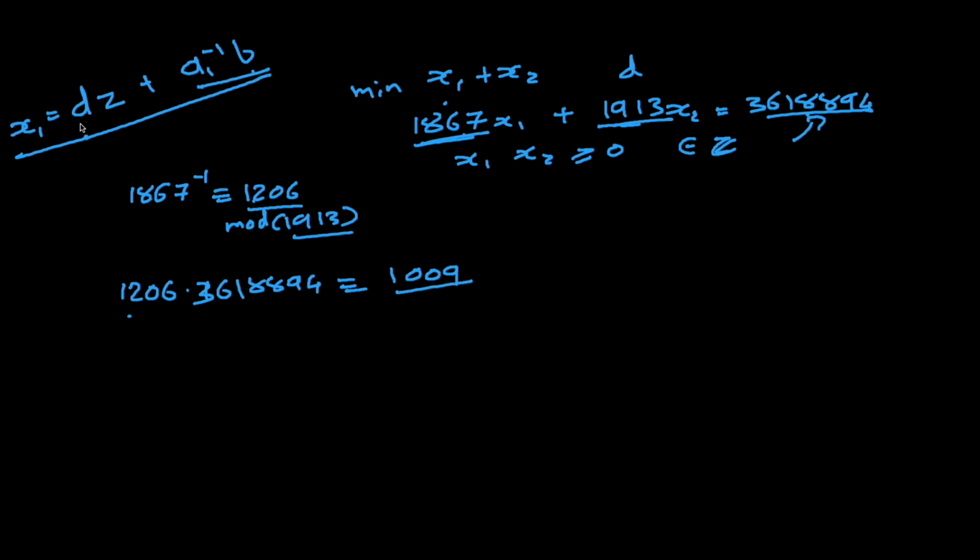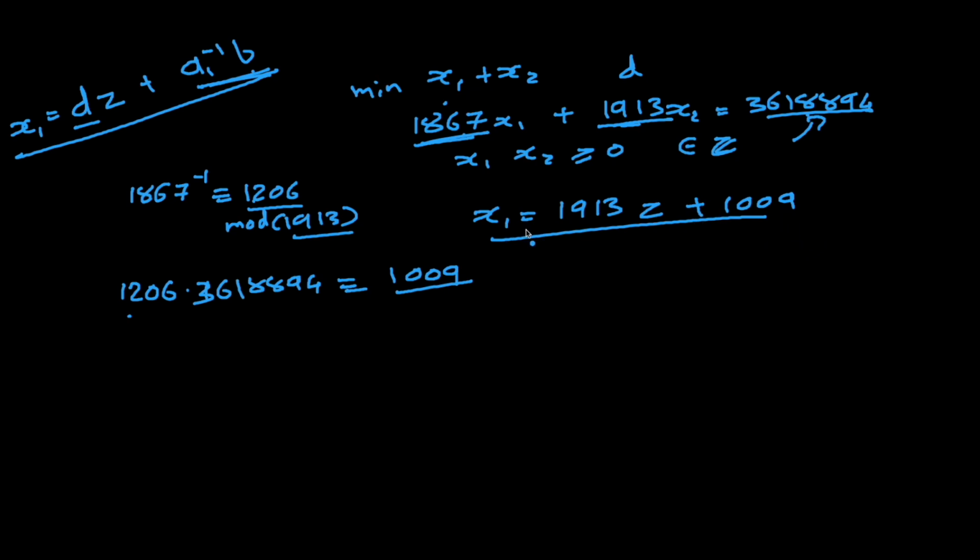Okay, so we know d, we know this number, so we can now substitute our x1, right? So our x1 is equal to 1913z, some multiple of 1913, plus the remainder it leaves, which is 1009. So we know that x is this type of number based on this equation. This basically reduces down the choices of x by a huge margin.